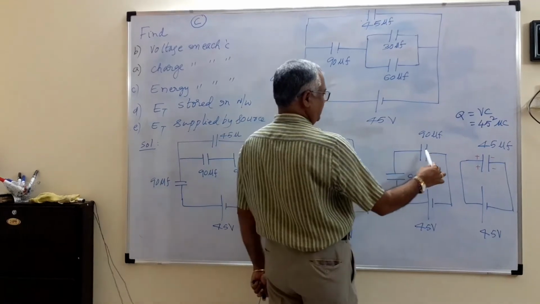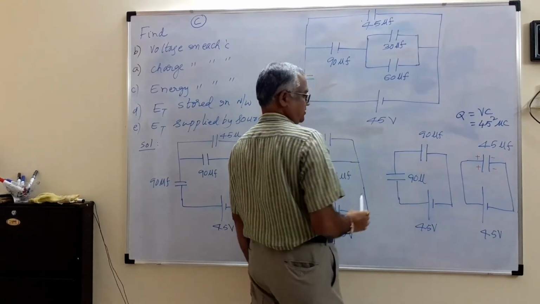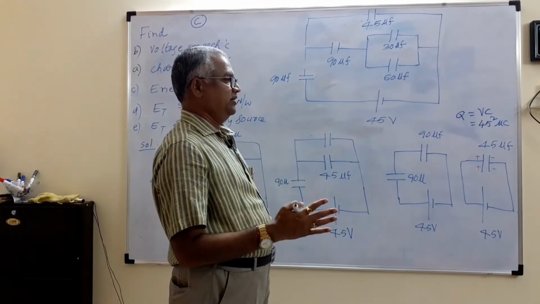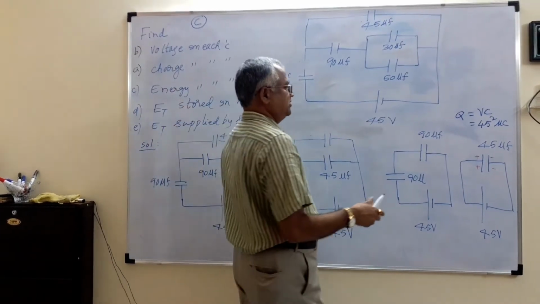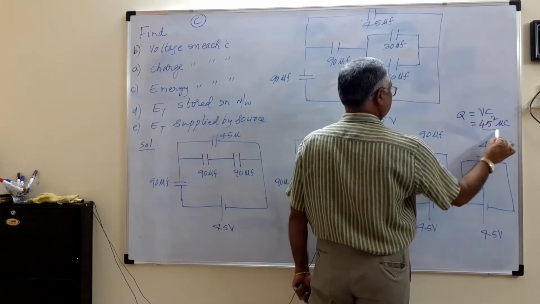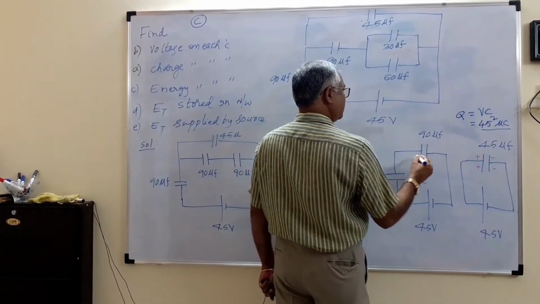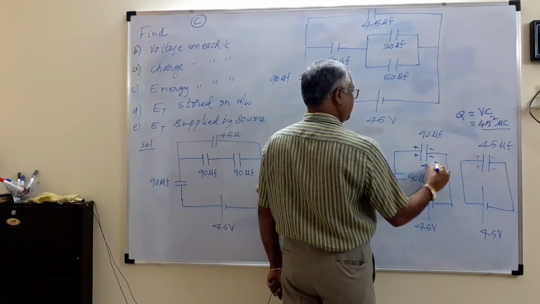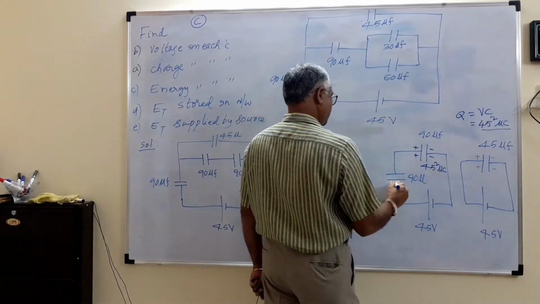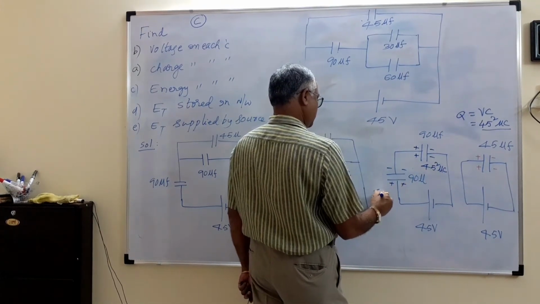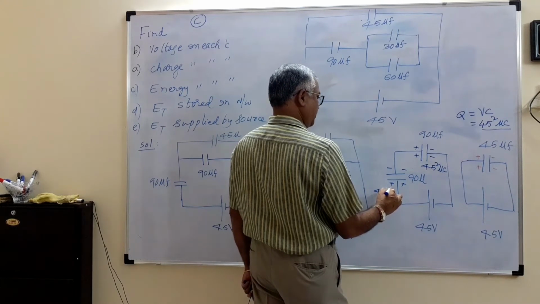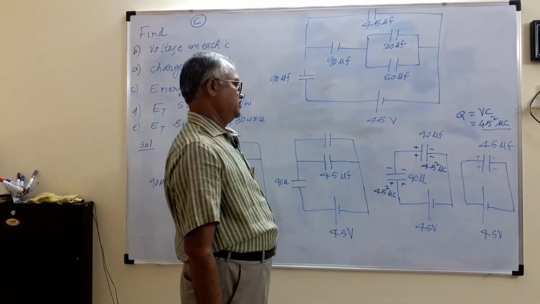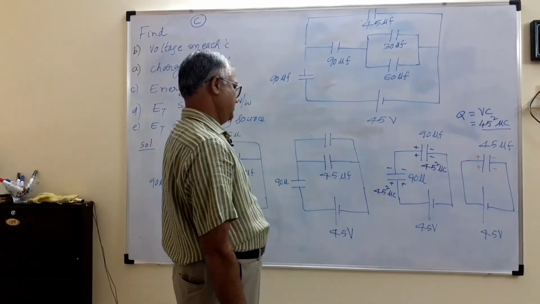Next, how these two are connected? Series. When capacitors are in series, what is the property? Charge same but voltage divide. Charge same means what is the charge here? This much. How much is here? The charge in this is 45 square microcoulombs. Charge in this also 45 square microcoulombs. Same charge because they are in series.